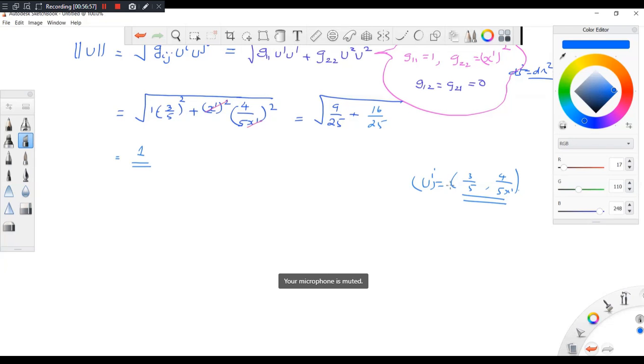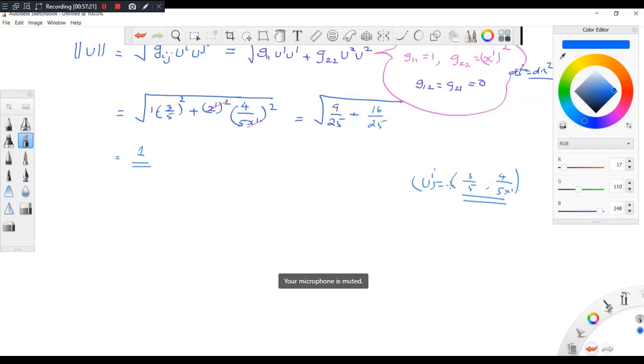So what is our second vector? 4 by 5 whole squared plus x1 squared into the other, which is 3 by 5 x1 whole squared. So this also is found to be 1. Okay, so both are unit vectors.